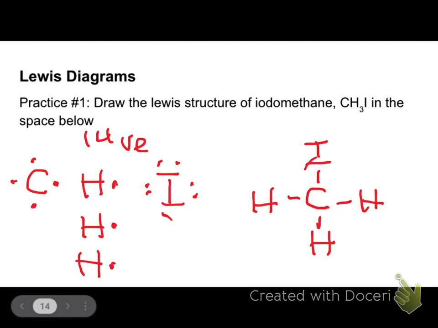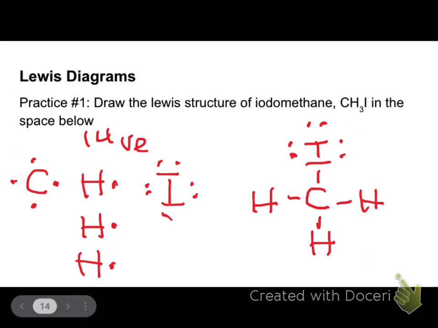Then we're going to come up to iodine. How many does iodine have? It just has 2 in the drawing that we're showing right now, which means we need to draw in some lone pairs. How many pairs to get it to 8? 3. So we're going to go 1, 2, 3, 4, 5, 6. And there is our 3. So if we count, now we have 1, 2, 3, 4, 5, 6, 7, 8. And iodine has 8.